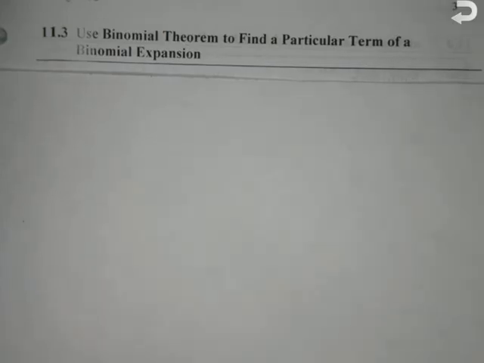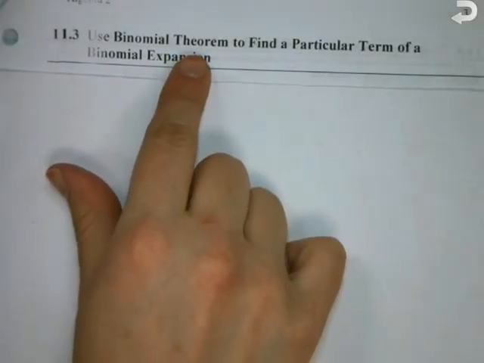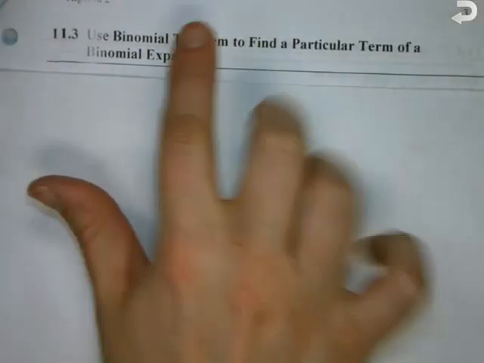So for 11.3, we're actually still working with the binomial theorem, but we're using it to find a certain term in the expansion. So they're going to now ask us, what's the fifth term? Or what is the... So we're just looking for one specific term.